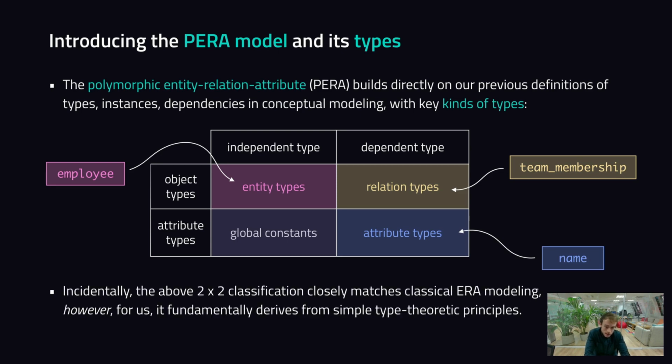It's quite incidental that this 2x2 classification does match very closely with terminology from classical entity relationship modeling. And we do highlight that there is a correspondence by importing that terminology, speaking of entities and relations and attributes. However, it's also important to highlight that for us, this classification fundamentally derives from type-theoretic principles, and that we see this distinction from the perspective of trying to build a very general type system.